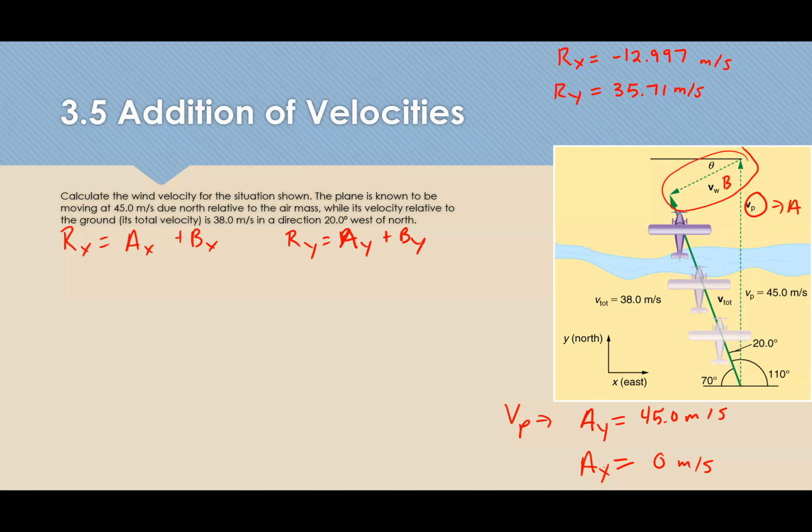Okay, VW, which is B, we don't know anything about. So we don't know BX or BY. Okay, but we now know AY, AX, and RX and RY. So we can plug what we know into these equations for X and Y, and we can calculate the unknown components of BX and BY. So we're going to go ahead and we're going to do that.